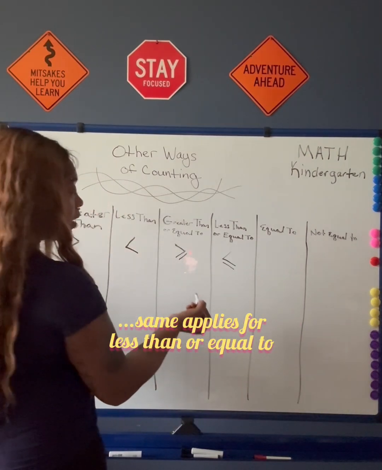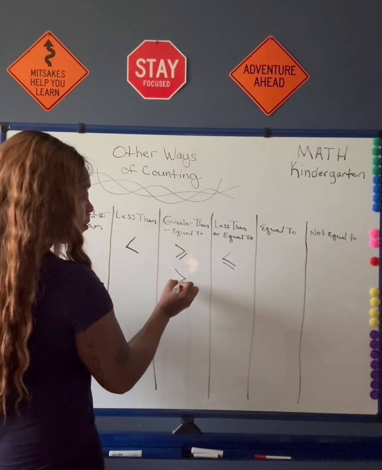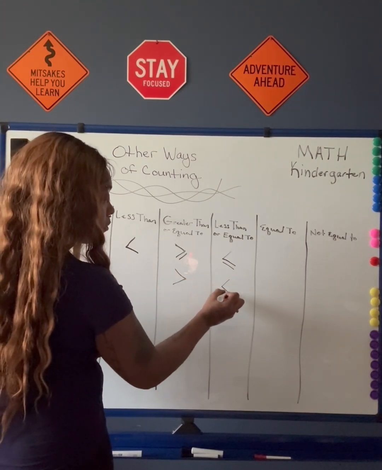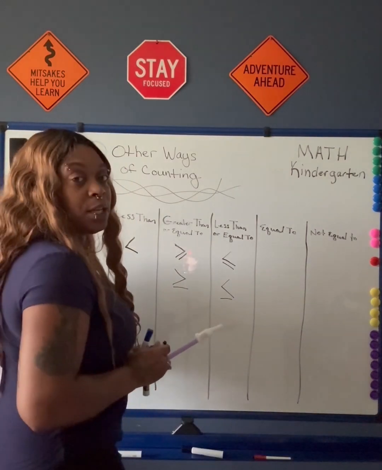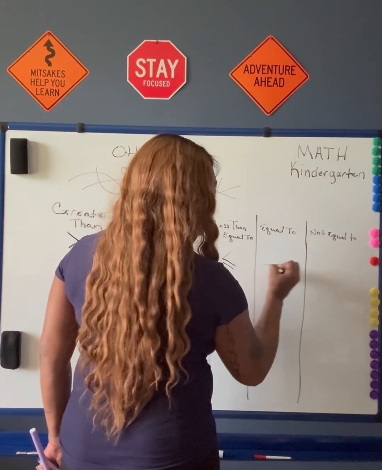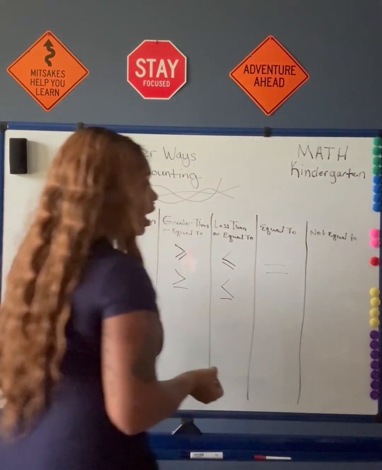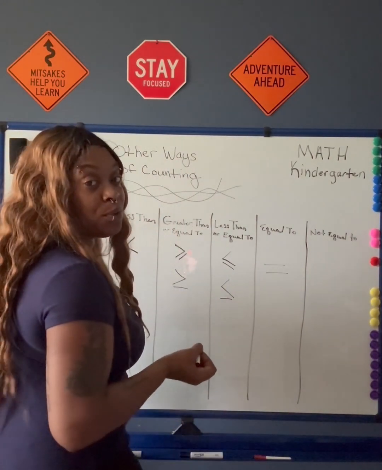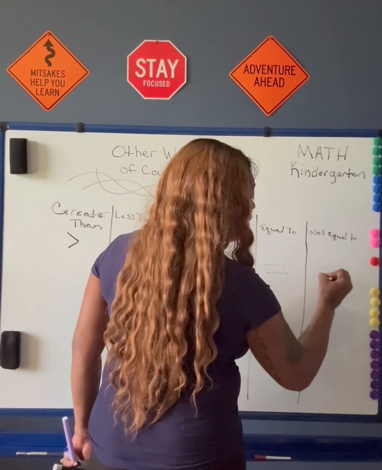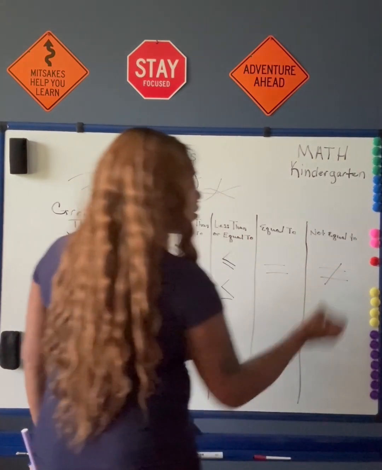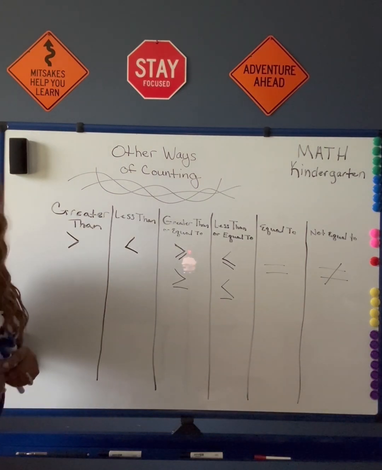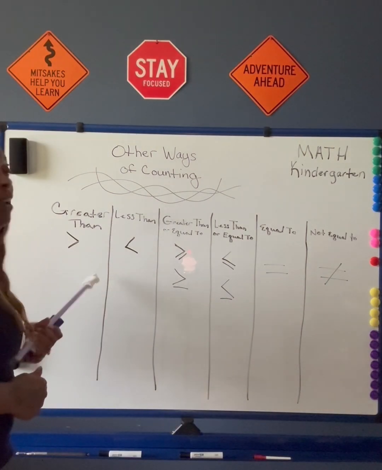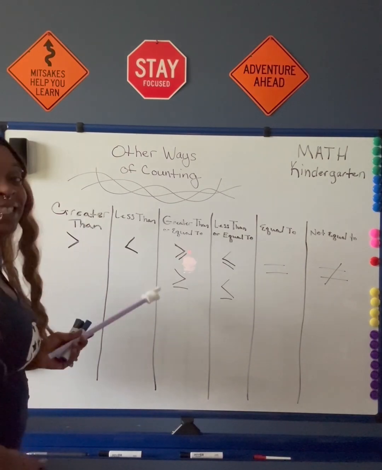And it also can be drawn like this, with the same symbols and the line is straight. Our equal to is an equal sign. And our not equal to is an equal sign with a line drawn across it. If you want to take notes, jot these down if you want. Pause the video. How can you remember which one is the greater than and which one is the less than?